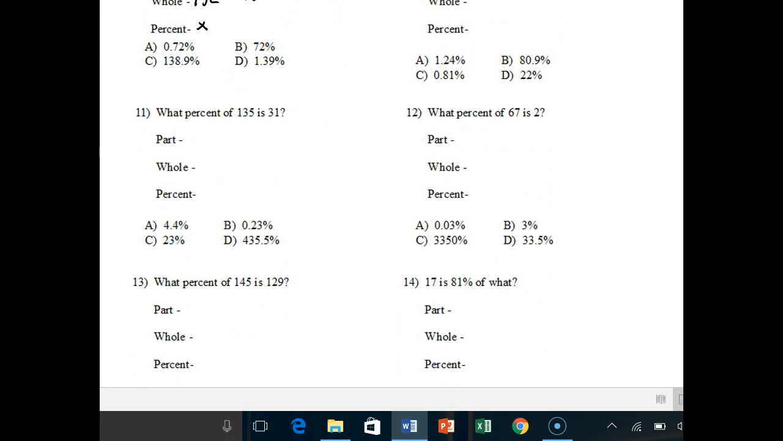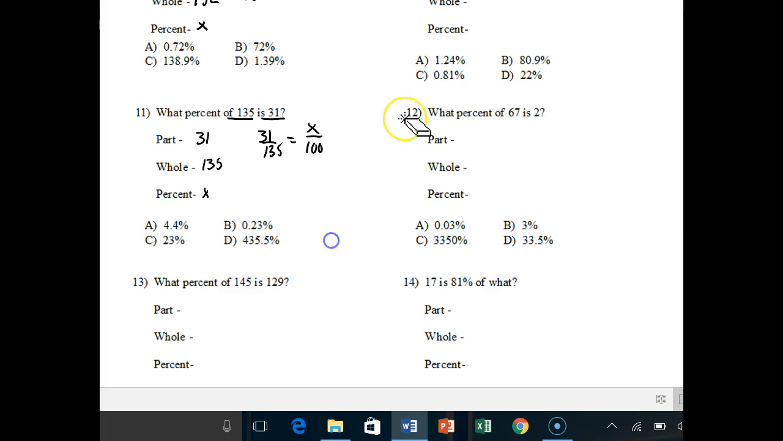Another way to write these types of problems is: what percent of 135 is 31, right? Of is our whole, 135, 31 is our part, and we don't know our percent. What percent? We don't know it. So 31 over 135 is equal to x over 100. So we cross multiply and divide, right?